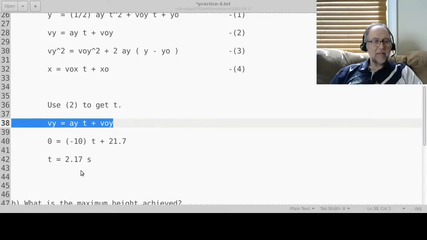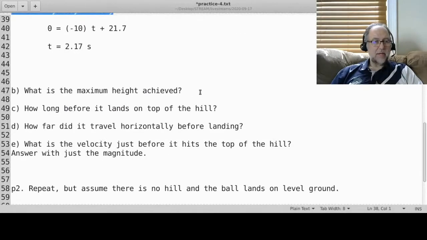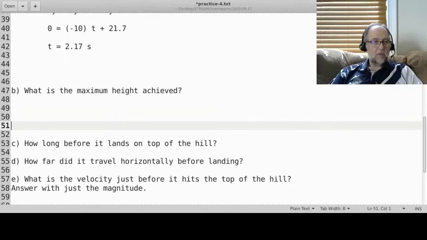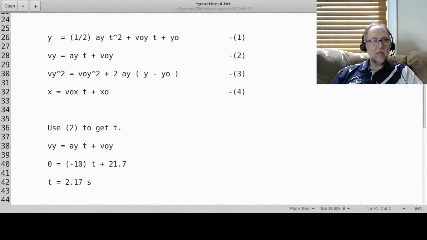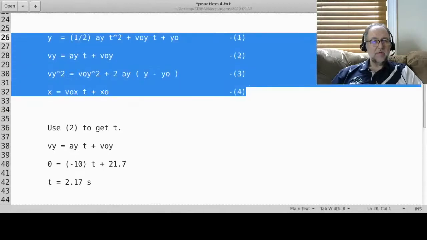Okay, we got that time, and now let's look at the next question. What is the maximum height achieved? When you see these questions, what is it asking for? Maximum height. What variable does that correspond to in these equations? I just said it actually, height is y. So your equation has to have y in it, and that's either equation number 1 or number 3.